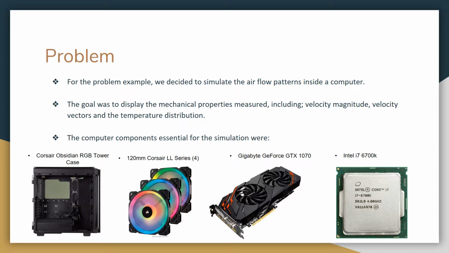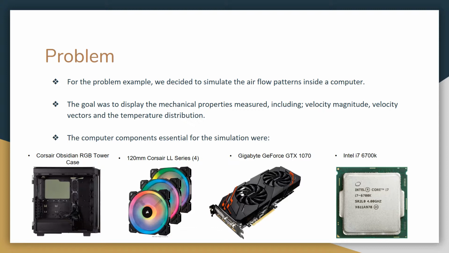There were four main components that were essential to the simulation, which included a Corsair Obsidian RGB tower case, which was able to have four fans installed, 120mm Corsair WL series fans, four of them specifically, a GeForce GTX 1070 graphics card, and an Intel i7 6700K processor.